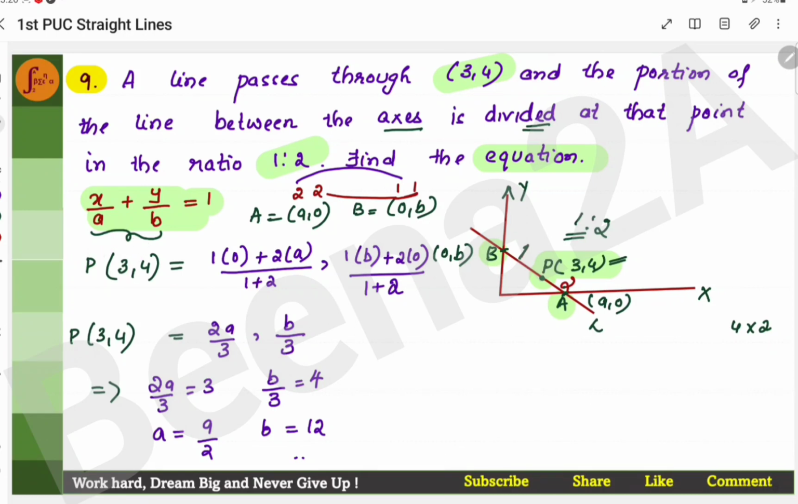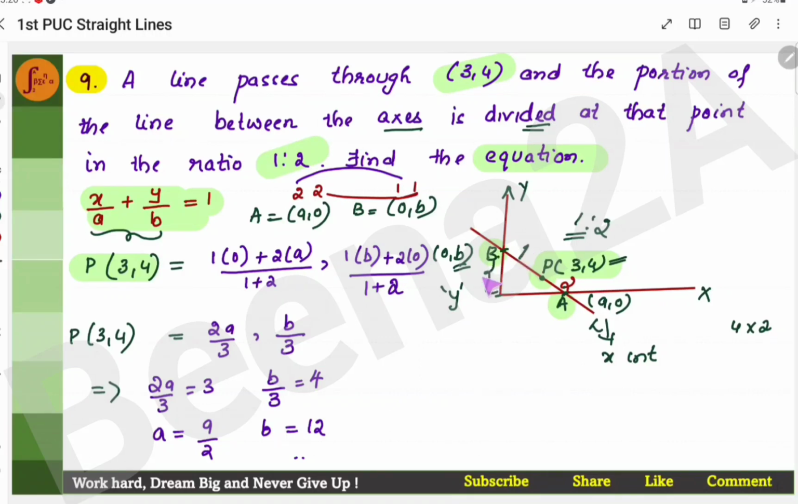Now, the only thing is we need to find out A and B here. We know the point (3, 4). In general, this A is the x-intercept and this B is the y-intercept. So in general, this coordinate will be (0, b), right? Because here there is no x coordinate, so it is 0. And y, we assume it's b.